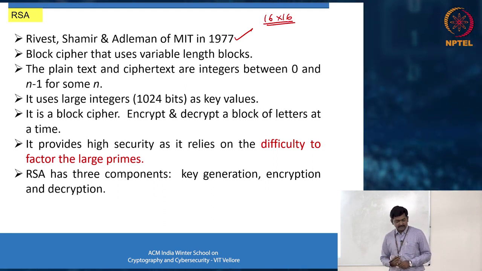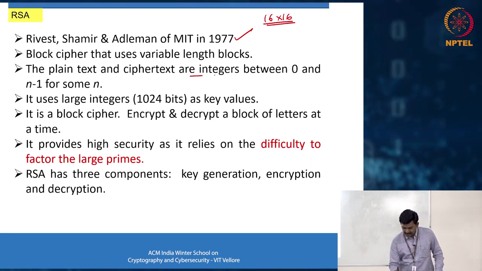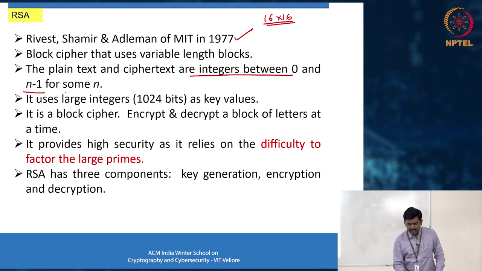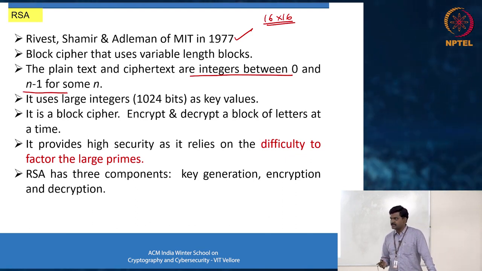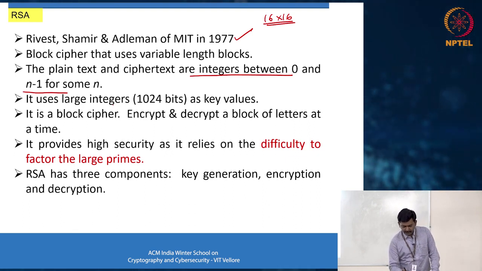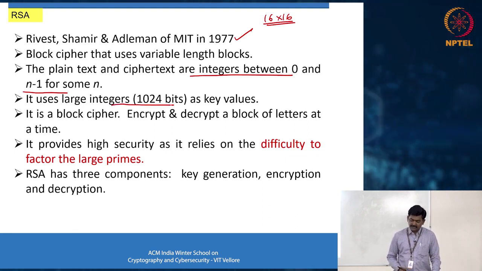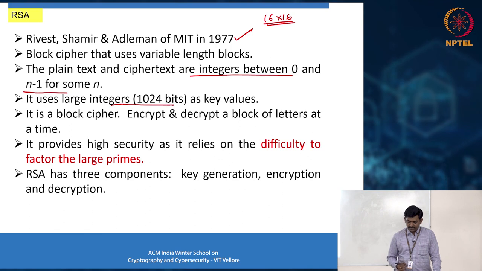In a similar manner, RSA also plays with numbers, which are integers between 0 and some n. You need to convert your plain text to integers so that you can play with them. You can have a block size of 1024, and the larger the size, the more strength for the key.